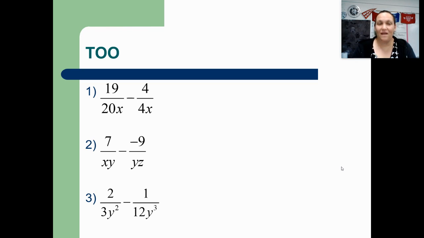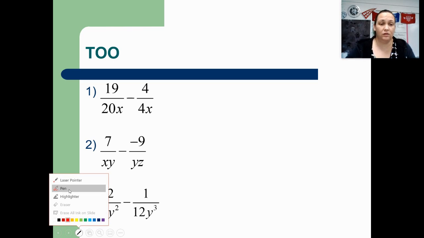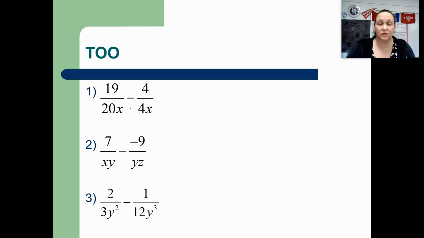All right. For the first problem, my LCD that I got was 20x. They both already have an x in common, and then I can change a 4 into a 20 if I just multiply it by 5. So we multiplied this by 5. So 20x was my LCD for that one. And then for my final answer, I got negative 1 over 20x, because it was going to be like 19 minus 20. And then for my restrictions, I got x cannot equal 0, since x was in the denominator.